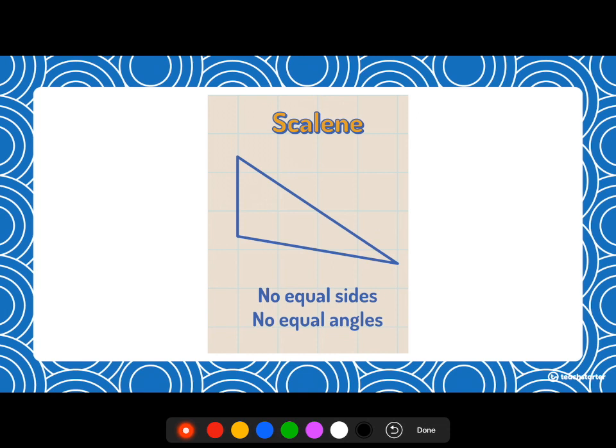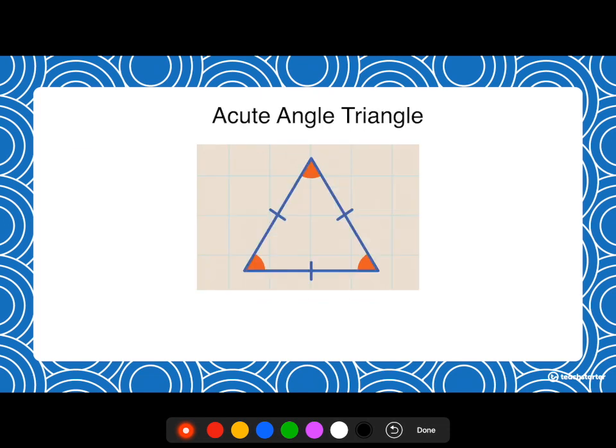Then we have scalene, where nothing is equal. No equal sides, no equal angles. Those are called the side names of the triangles. We can also name the triangles by their angles though.